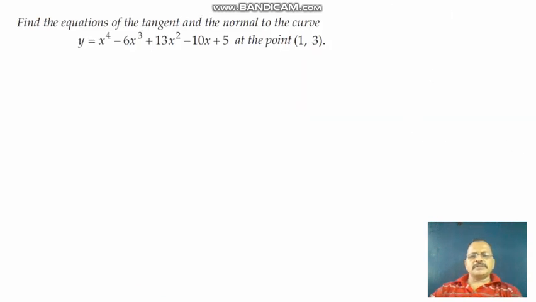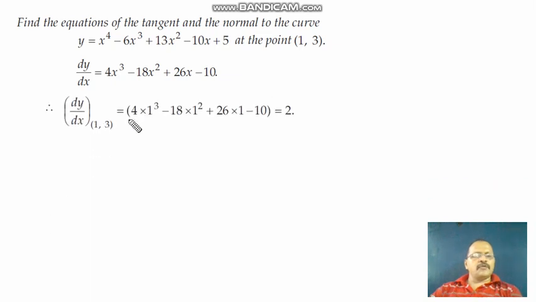Therefore I must have the dy by dx initially. So differentiating this y, we get derivative of x raised to 4, 4x cube minus 18x square plus 26x minus 10. Therefore dy by dx at this point 1, 3, putting x is equal to 1, we get 4 into 1 cube minus 18 into 1 square plus 26 into 1 minus 10. It is equal to 2.